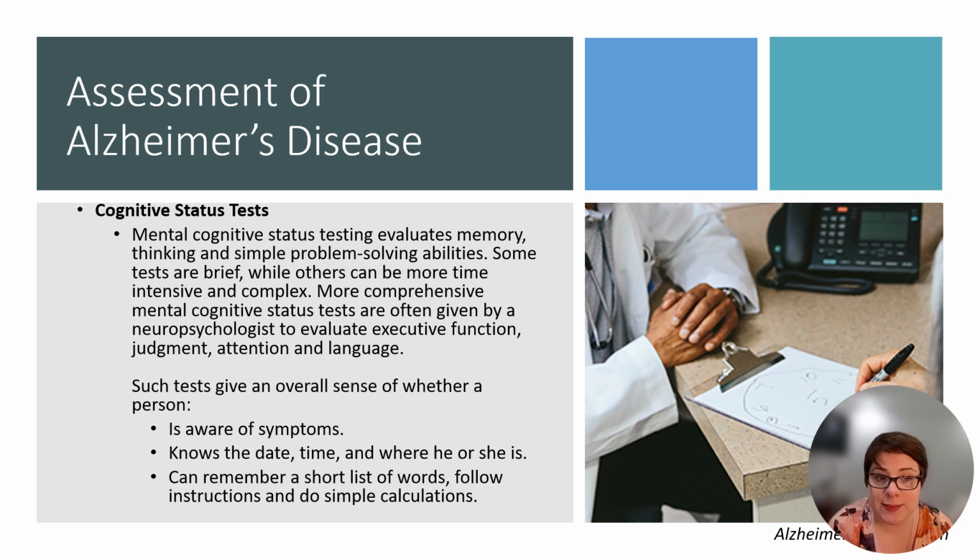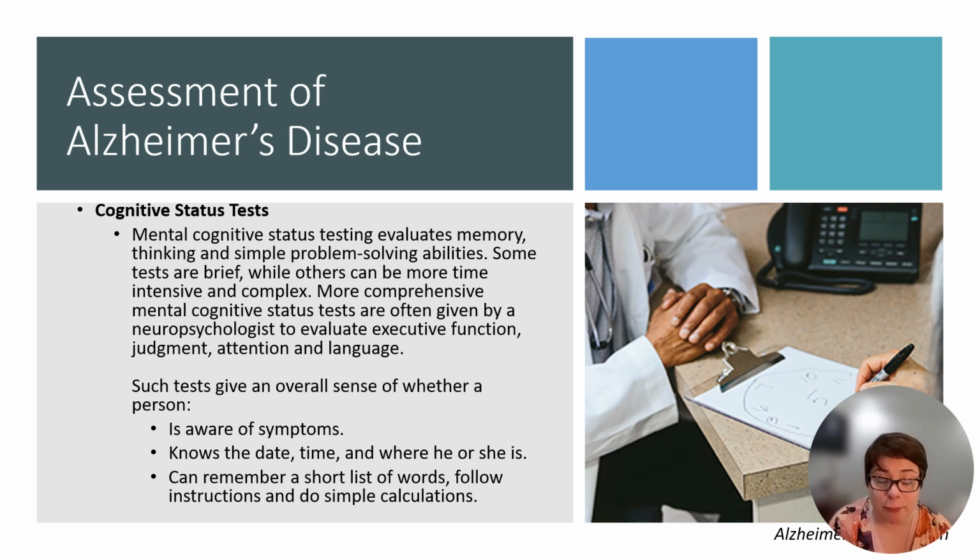So when someone suspects that they may have Alzheimer's disease, how do neuropsychologists go about assessing them? Well, most tests of Alzheimer's include what are called cognitive status tests. Cognitive status tests are mental cognitive testing that evaluates all sorts of aspects of cognition. So it can include memory, thinking, problem solving. Some of the tests are quite brief, while others can be much more intensive and complex.